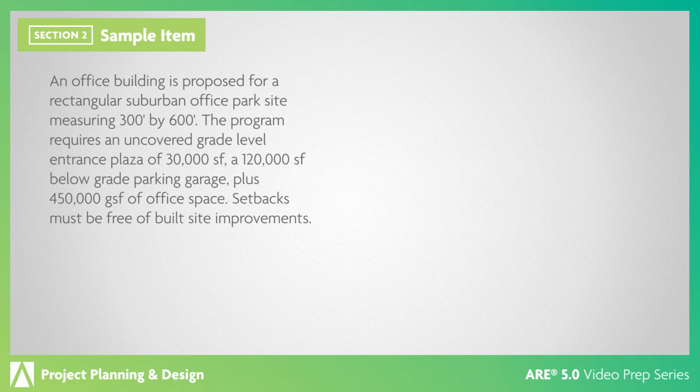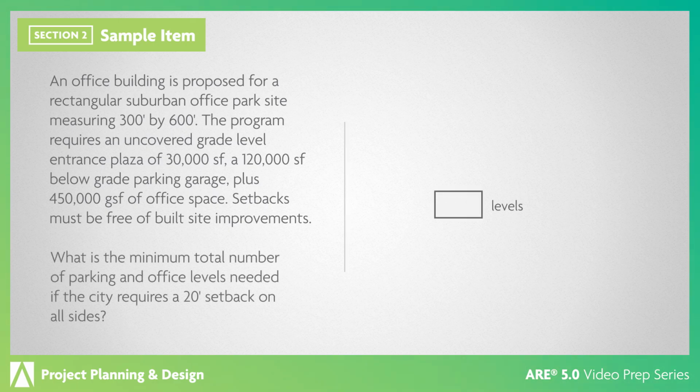Setbacks must be free of built site improvements. What is the minimum total number of parking and office levels needed if the city requires a 20-foot setback on all sides? The correct answer is 5.